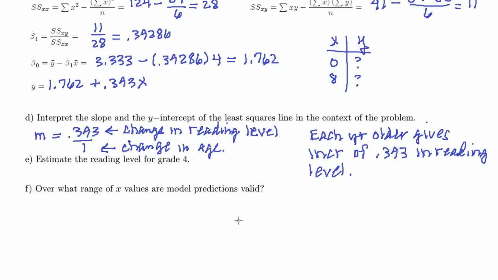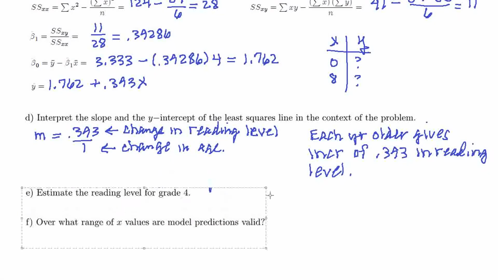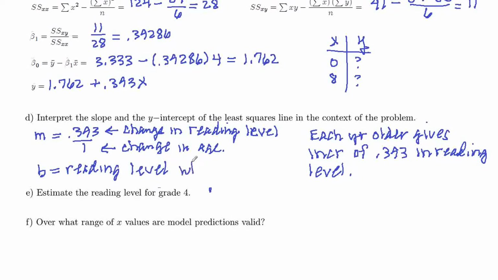And then we need the y-intercept, which actually doesn't make sense in the context of the problem. Your y-intercept, your b, is the y when x is 0. So that's the reading level, which is the y, when x is 0, so when age equals 0. That would be the reading level of a newborn, which is 1.76. That doesn't make sense. Newborns can't read. So sometimes that doesn't make sense in the context of the problem.